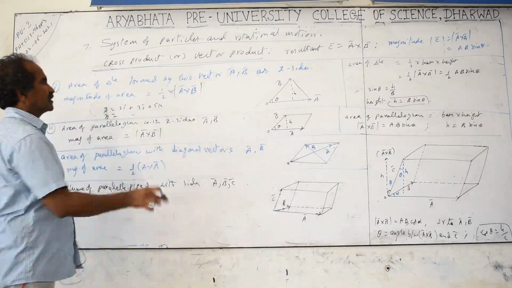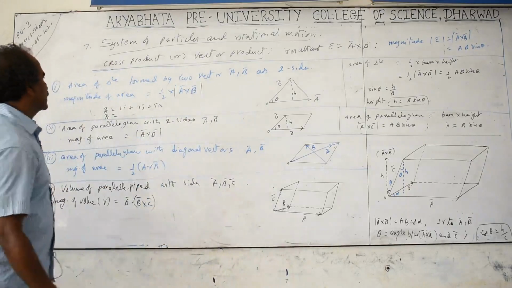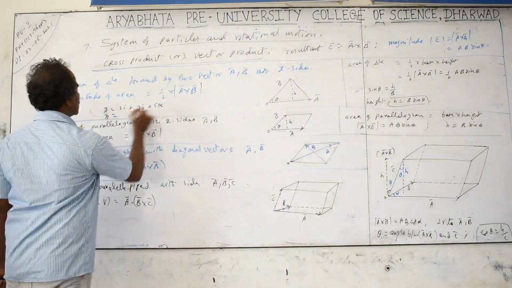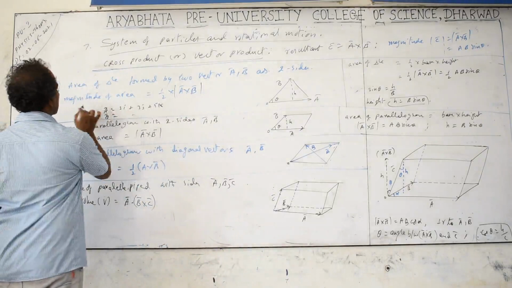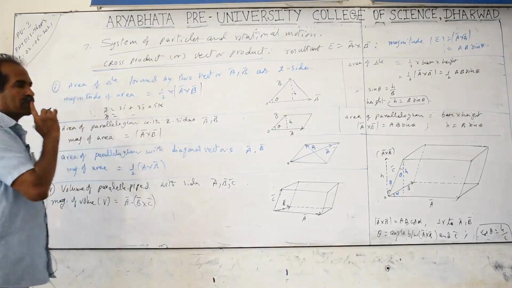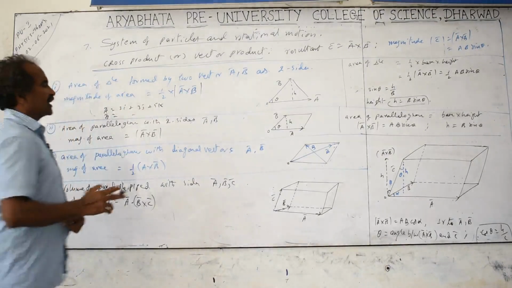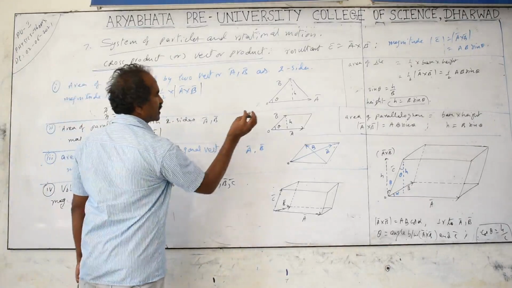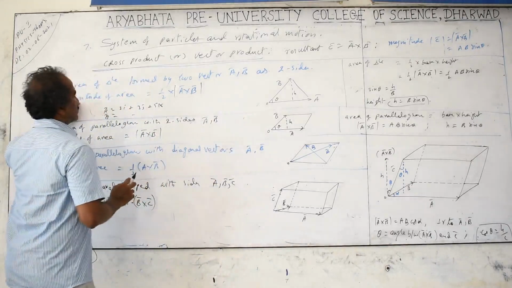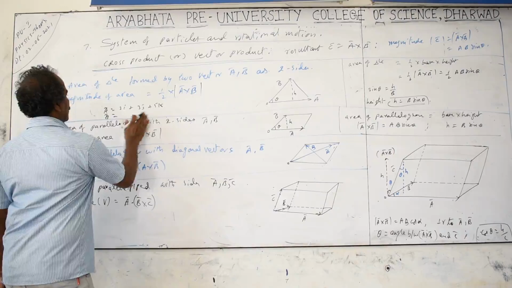With the help of determinants you can find it, or you can directly use the cross product terms to calculate the value of A cross B. Area is a vector, which we can take in some field concepts. If you take area as a vector, its direction is perpendicular to the surface, but here we are taking it as a magnitude, meaning scalar only.